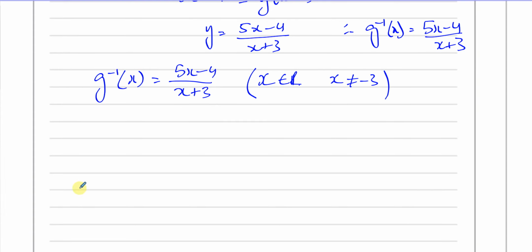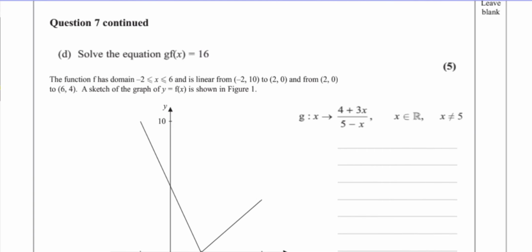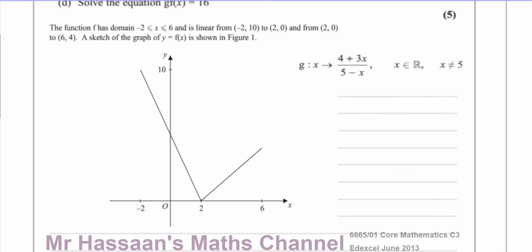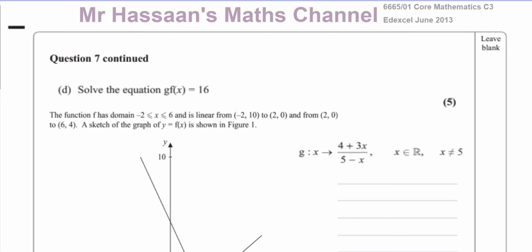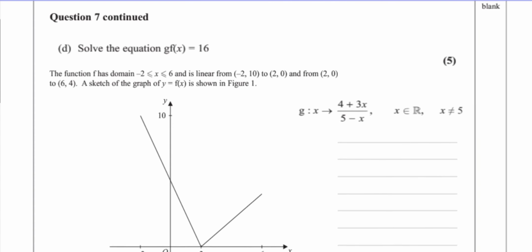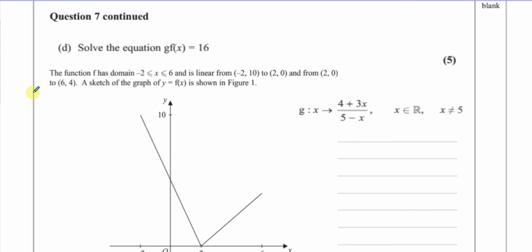Now for part D. This was actually the question that I was asked about by my student. He asked me to answer this question. For completeness' sake, I did decide to go through the whole question. I'll probably put a timestamp on the video so he can see the question from this point. Anyway, it says, solve the equation g of f of x equals 16.